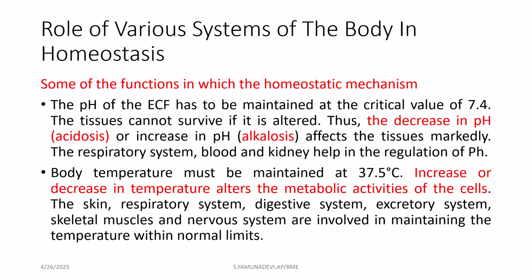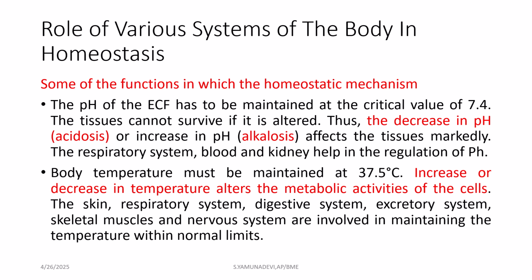Here we will see some example homeostatic mechanisms. The pH of our ECF is maintained at a critical value of 7.4. That is, the tissues cannot survive if it is altered. A decrease in pH, that is acidosis, or an increase in pH, alkalosis, affects the tissues markedly. The respiratory system, blood, and kidney help the regulation of pH.